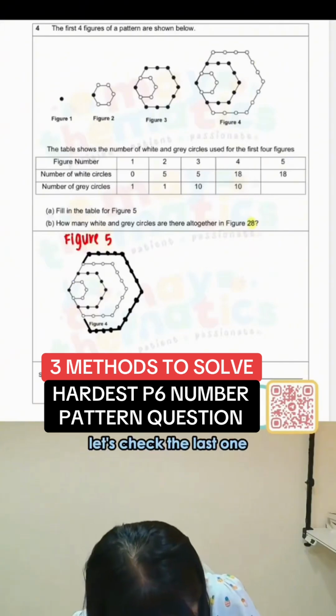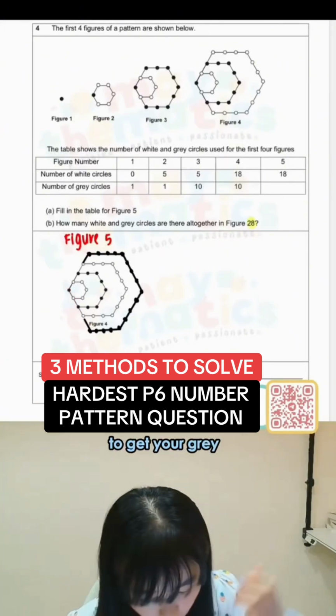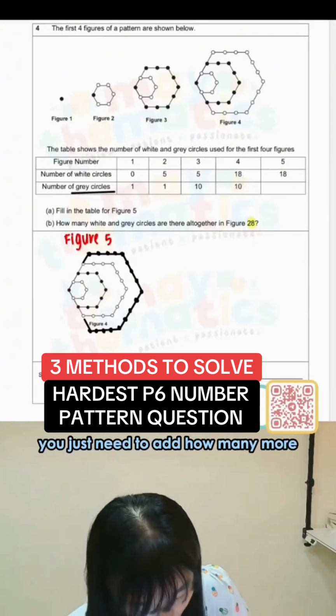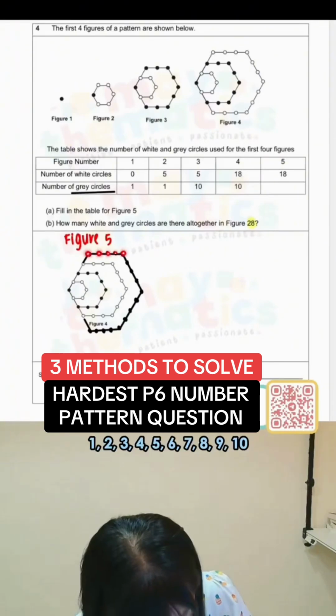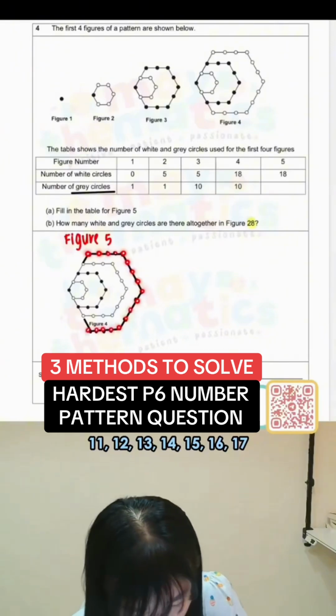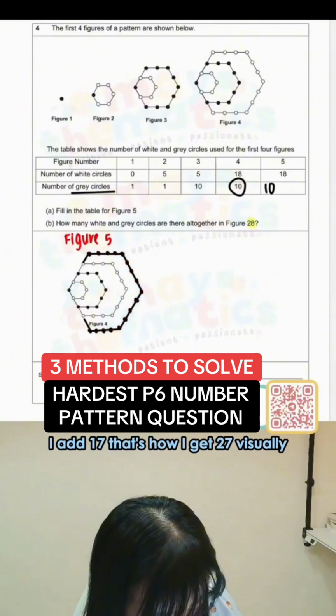Okay, let's check the last one. 1, 2, 3, 4, 5. To get your grey, right? Okay, in this case it's our black. You just need to add how many more? Just go and count. 1, 2, 3, 4, 5, 6, 7, 8, 9, 10, 11, 12, 13, 14, 15, 16, 17. So from the previous one is a 10, I add a 17. That's how I get 27 visually.